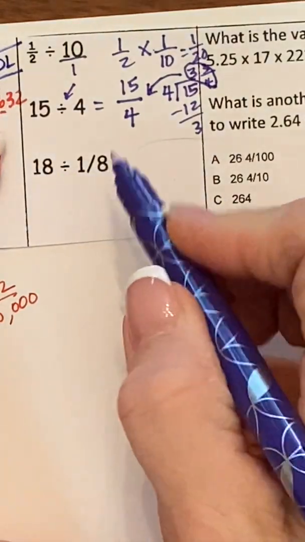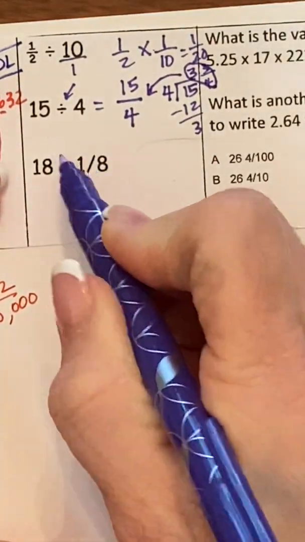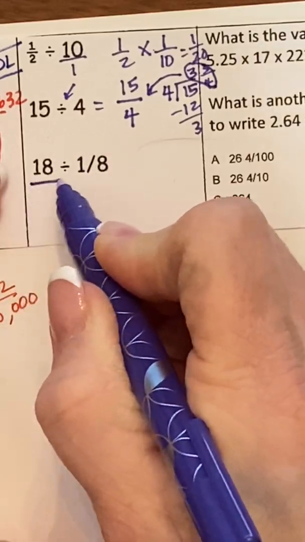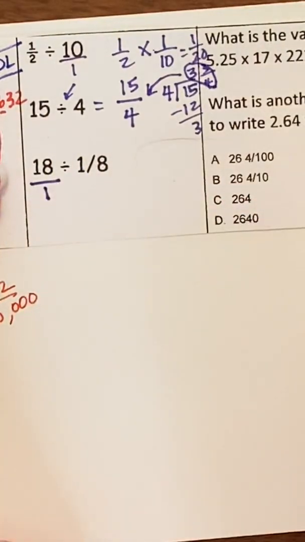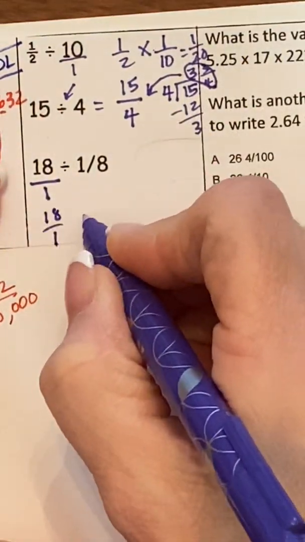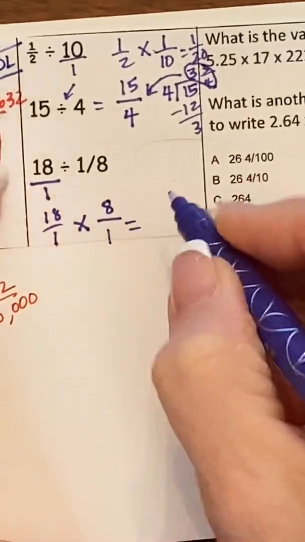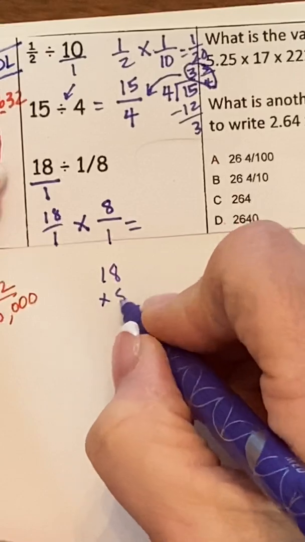All right, let's look at this other one. What do you know here? If you have a whole number and a fraction, the first step is to turn the whole number into a fraction. You keep the first one. You change the sign. You flip the last fraction. And I'd have to do my 18 times 8 down below.